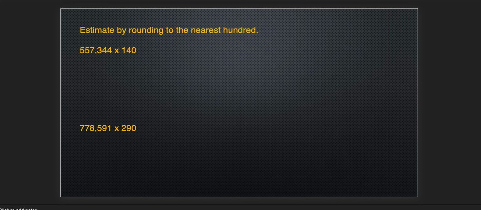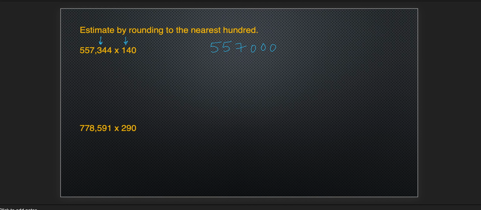Estimate by rounding to the nearest 100. Okay, so remember that the 100 is right here, and right here. So we're looking at 557,000 because the 3 doesn't tell the 7 to go up.